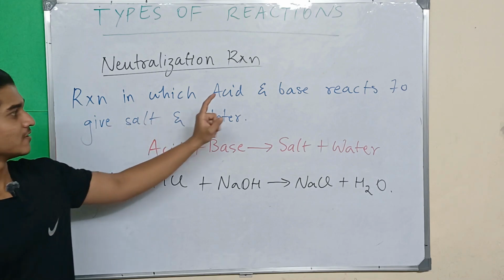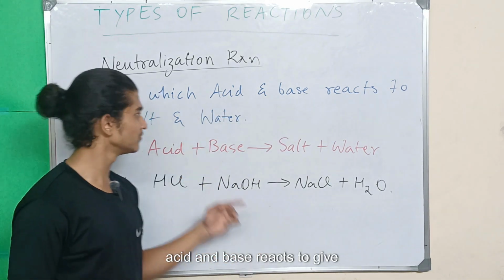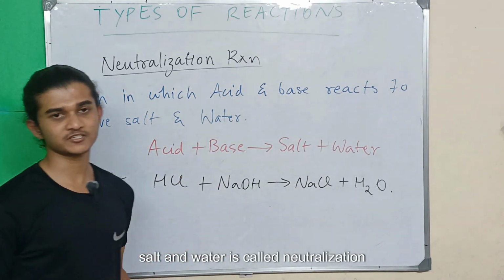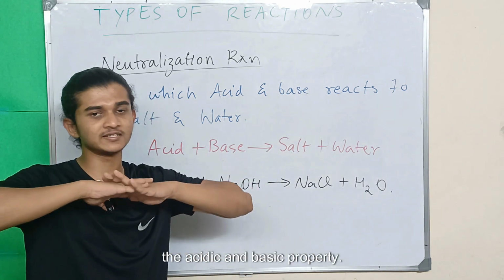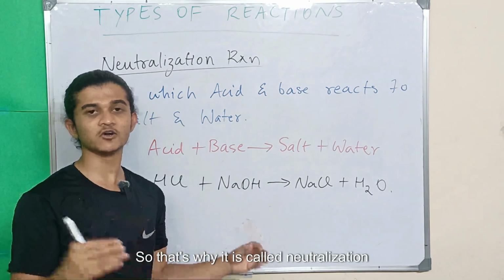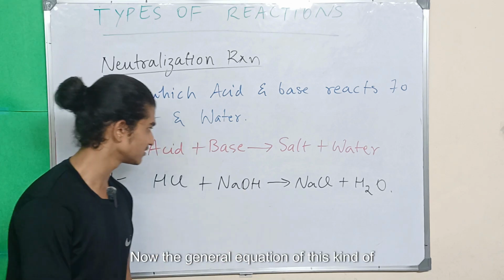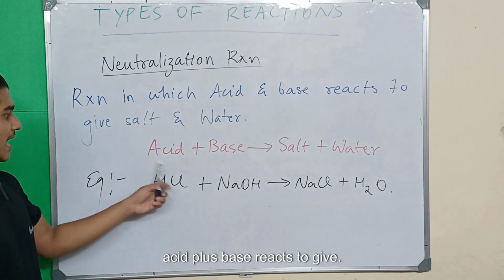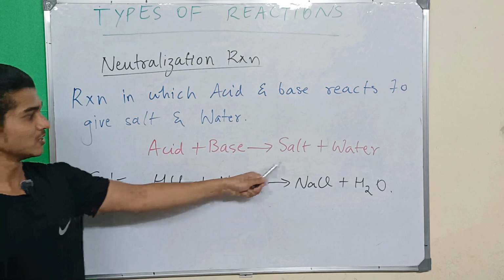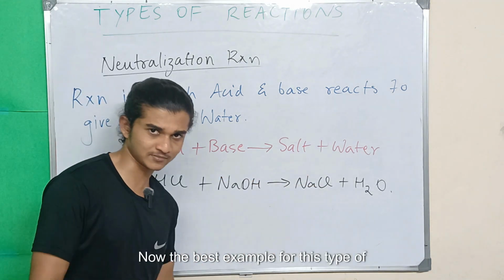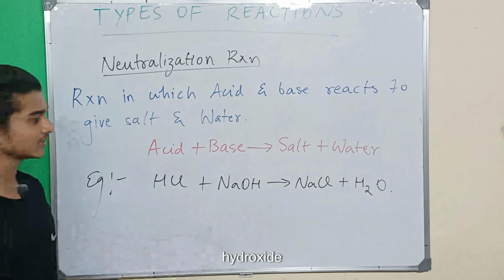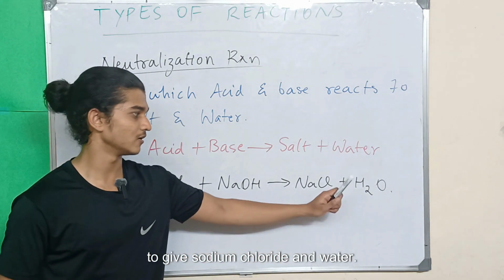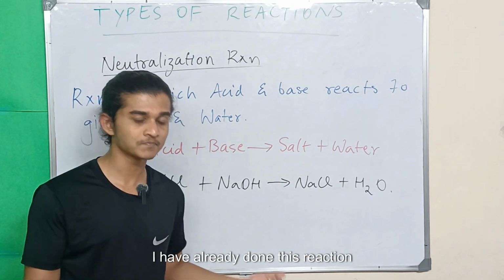So the seventh type of chemical reaction is acid-base reaction, also known as neutralization reaction. A reaction in which acid and base react to give salt and water is called neutralization reaction. Why neutralization? Because they both combine and kind of neutralize the acidic and basic property. So that's why it is called neutralization reaction. Now the general equation of this kind of reaction is acid plus base reacts to give salt and water. Now the best example for this type of reaction is given here. Hydrochloric acid reacts with sodium hydroxide to give sodium chloride and water. I have already done this reaction previously.